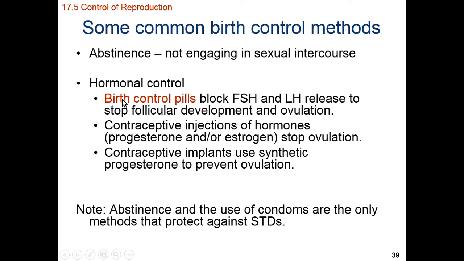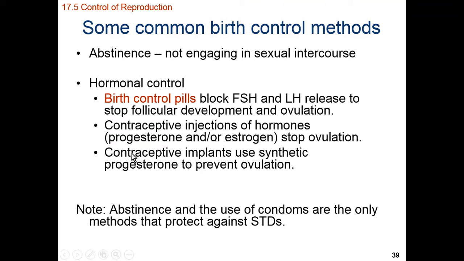We have hormonal-based birth control pills. These hormonal-based birth control pills typically will use low levels of estrogen and or low levels of progesterone to block follicle-stimulating and luteinizing hormone from being released from the anterior pituitary gland. We can also have these hormones injected. There can be a contraceptive implant put in the uterus that will have low levels of these hormones to help prevent ovulation.